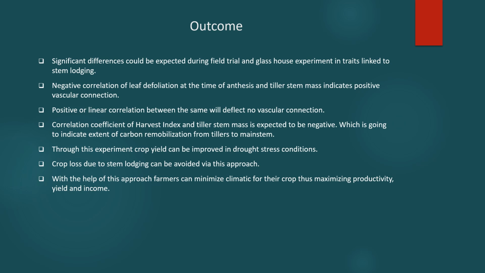Through this experiment, crop yield can be improved in drought stress conditions. Crop loss due to stem lodging can be avoided via this approach. With the help of this approach, farmers can minimize the effects of climatic conditions on their crop, thus maximizing productivity, yield, and income.